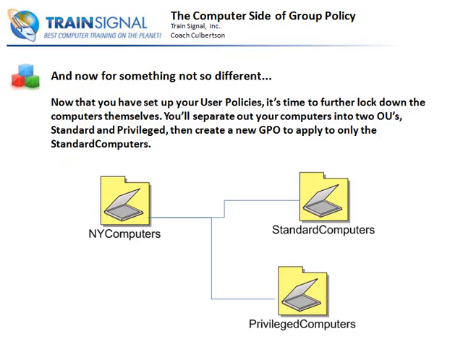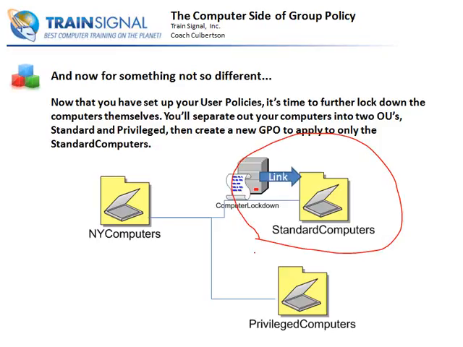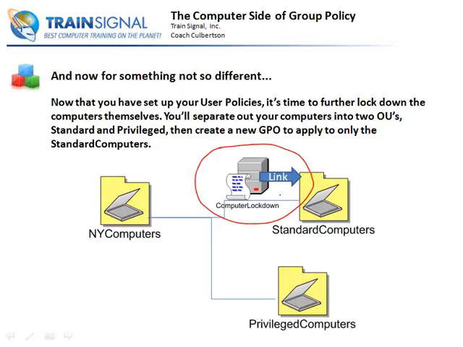So what we're going to be doing isn't that different than what we did with the user policy. Okay, we're going to be locking down those machines themselves, but here's what we're going to do. We're going to be breaking out our computer accounts. And by the way, we have computer accounts since, remember, Jamie installed all the machines and joined it to the domain. We're going to be taking most of our machines and putting them into standard computers. And then we're going to be creating a GPO, a new GPO, called Computer Lockdown. And we're going to link it to that standard computer's OU.